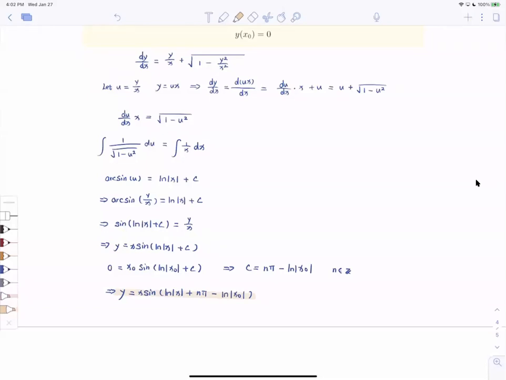Or why did we get n pi? Here. Because you want the whole thing to be 0. So you want this whole thing to be 0. But sine could be 0 at multiple points. Does that make sense? Because we know sine n pi equals 0 when n is an integer.